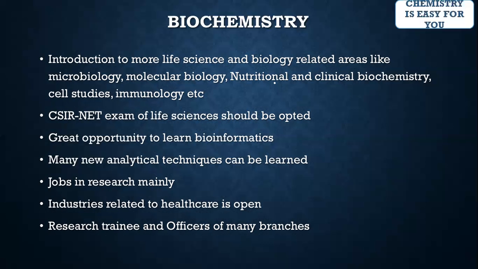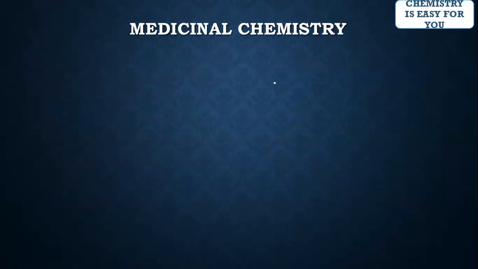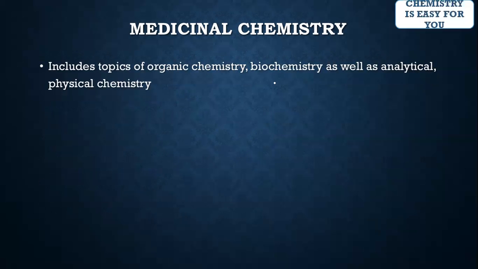Further, let's go to medicinal chemistry. Medicinal chemistry is kind of a mixture of organic chemistry, analytical chemistry, as well as biochemistry. It includes topics of organic chemistry, biochemistry, and also analytical as well as physical chemistry. Kinetics and thermodynamics will be a good option to learn in this area, because as I said, in the pharmaceutical industry you have a great amount of application of thermodynamics and catalysis.